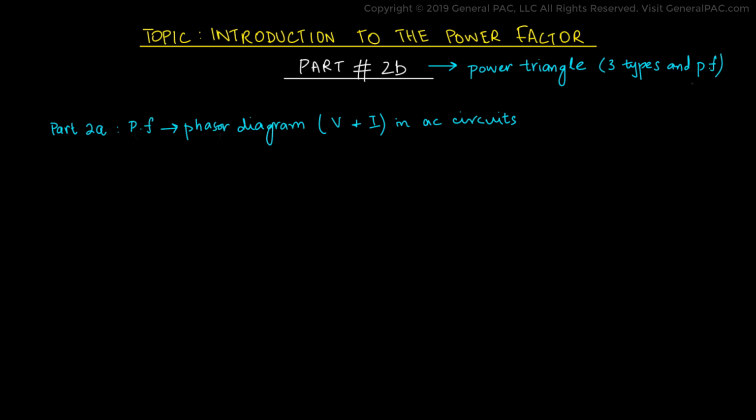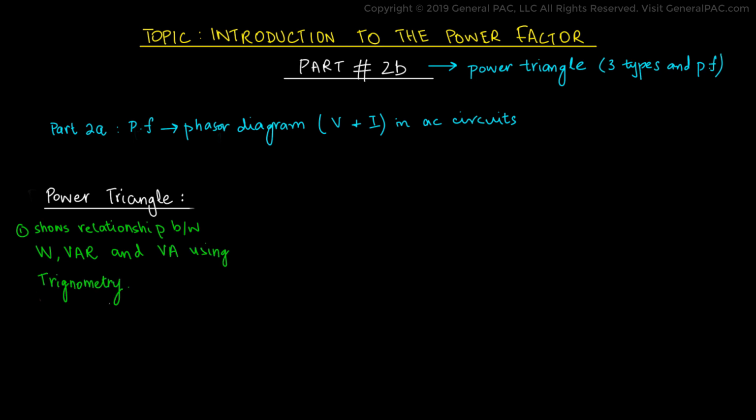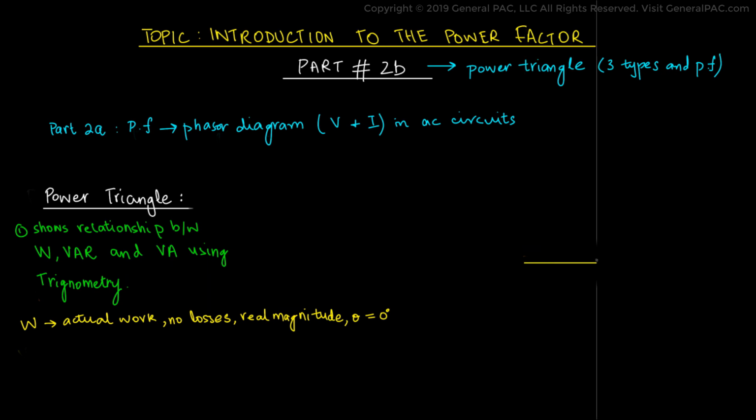Recalling the previous parts and building upon the beer or drink concept, the power triangle is simply a right-angled triangle which shows a relationship between three types of power using simple trigonometry. We shall first draw the real power component and establish the relationships from there. We know that the real power is considered to be the actual work done without any losses. Therefore, its magnitude is a real value in terms of watts, and its angle is taken as 0 due to no losses. Drawing this as a vector, we get the real power as a straight line.